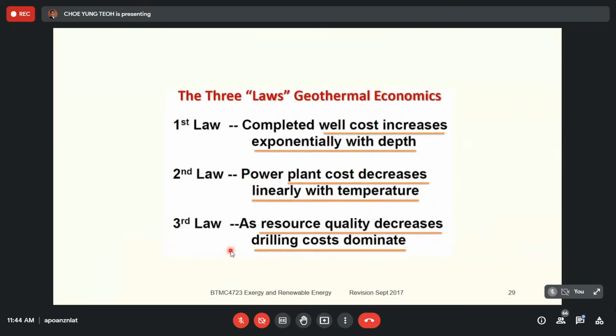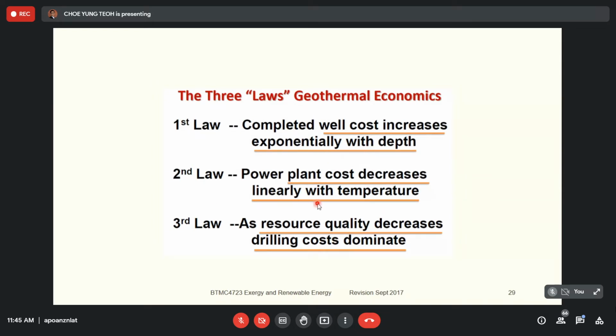And these are the 3 laws of the geothermal economy. How are you going to plan? Of course, I can drill everywhere. I can dig everywhere to get the geothermal resources because the heat is definitely underground. This depends on how deep you need to drill. So always remember these 3 laws of geothermal economy. First law: completed well cost increases exponentially with depth. Try not to dig too deep because it will exponentially increase the cost.